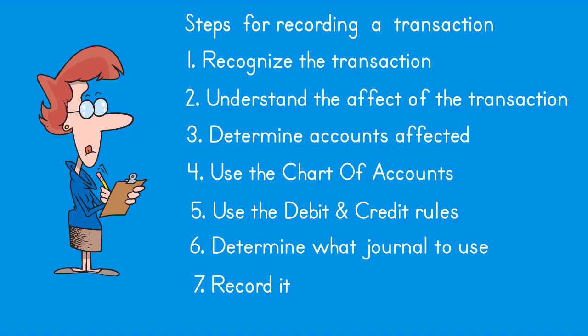3. Determine what accounts are affected and whether the transaction increases or decreases the account balance. 4. Use the business's chart of accounts when necessary to determine the account numbers that represent these accounts. 5. Use the debit and credit rules to determine if the accounts are debited or credited. 6. Determine what journal should be used to record the transaction. 7. Do it: record the transaction.